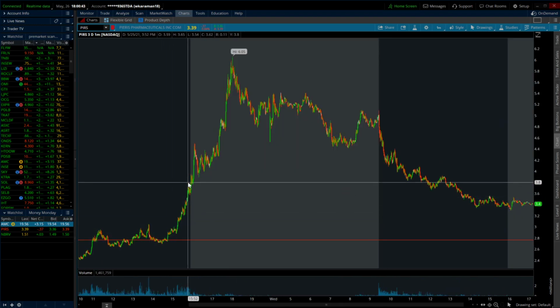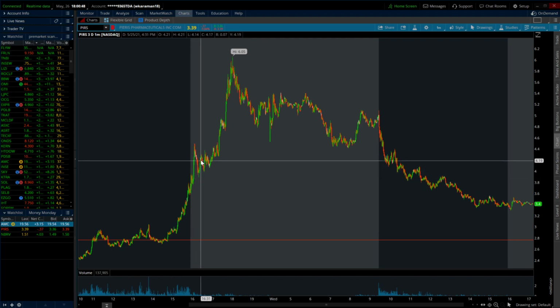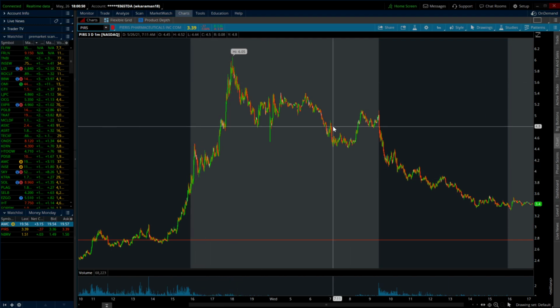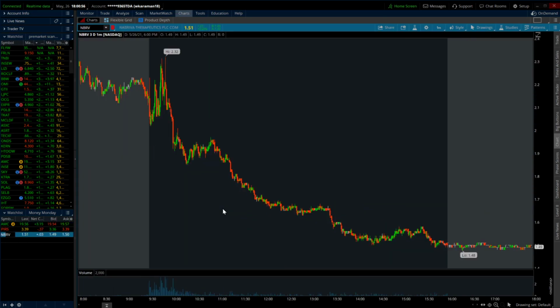Then as you can see, into the close, it pushed all the way up to $3.80 a share. And then into after hours, it pushed to $6 a share. So yeah, guys, that is one tactic you can use to really take advantage of these breakouts. Pay attention to those gap levels.